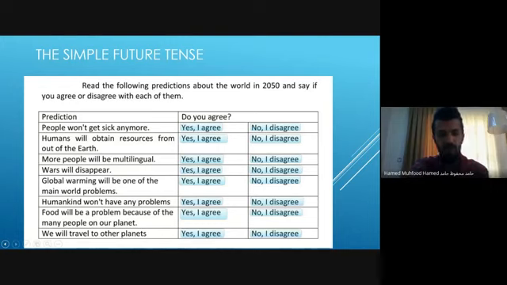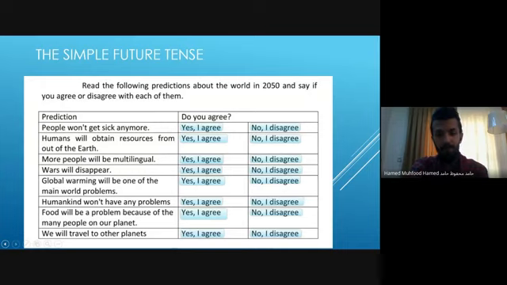So pay attention to all of these sentences. All of them are in the future simple tense, right? The first one, for example, is a negative sentence. The second is an affirmative. And we have another negative one before the end. So all of these sentences are in the future simple tense, right?